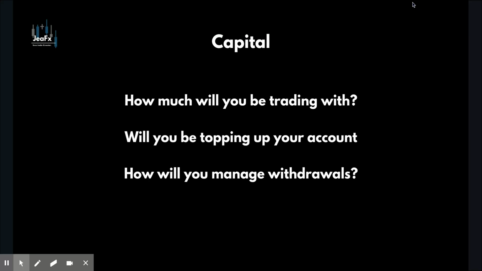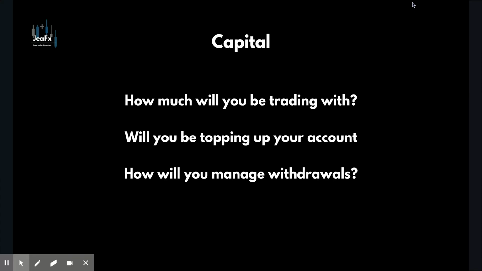This is the first step: managing that capital and putting that capital down on paper into your plan. How much are you going to be trading with? And then will you be topping up your account as you go, right? Do you have another source of income, employment, your own business, something like this, that you can use to top up your account regularly, monthly perhaps, or will you not be topping up your account? Will you be working solely on compounding?